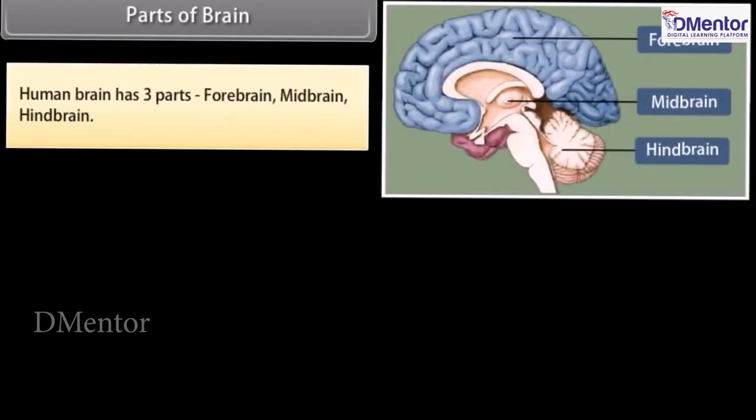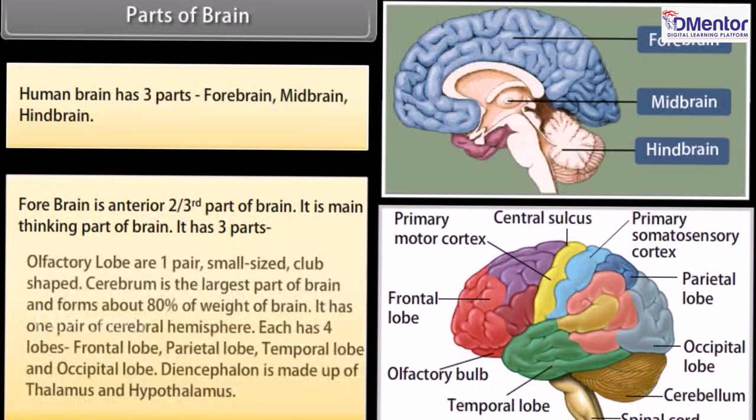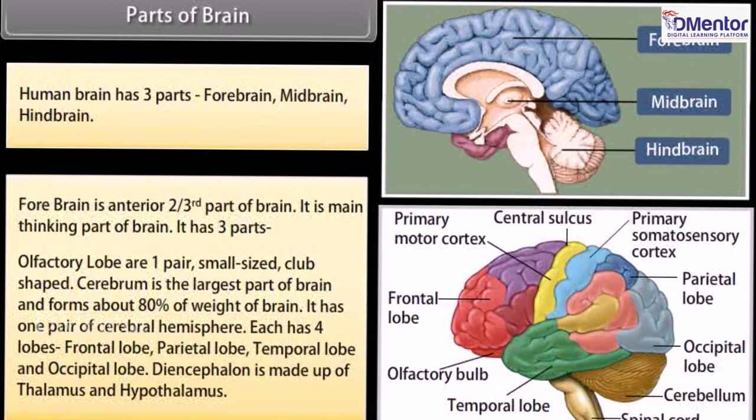Parts of brain. Human brain has three parts: forebrain, midbrain, hindbrain. Forebrain is the anterior two-third part of brain. It is the main thinking part of brain. It has three parts. Olfactory lobes are one pair, small-sized, club-shaped. Cerebrum is the largest part of brain and forms about 80% of weight of brain. It has one pair of cerebral hemispheres. Each has four lobes: frontal lobe, parietal lobe, temporal lobe, and occipital lobe.